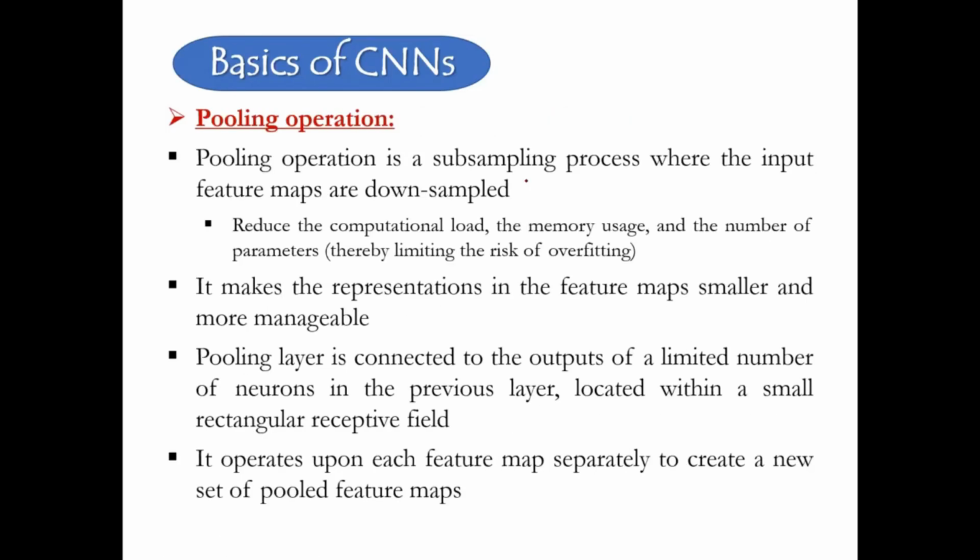The next operation or the next layer is the pooling operation or the pooling layer. The pooling layer is simply a subsampling process. A subsampling process that will drastically reduce the size or the spatial resolution of the input images or input feature maps. Okay, so ultimately that will reduce the computational load, the memory usage, and the number of parameters, right?